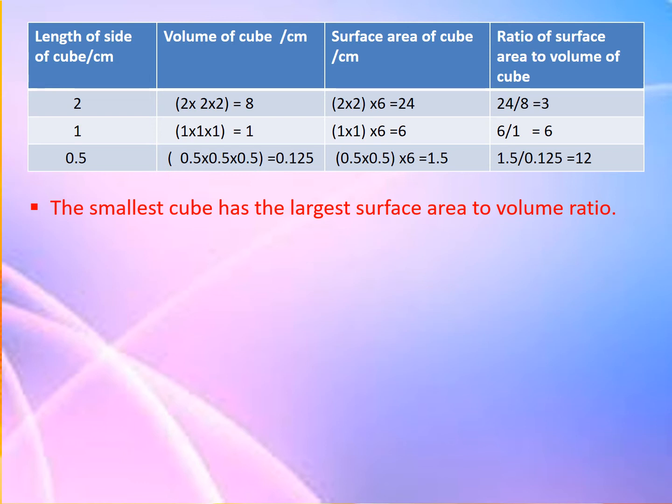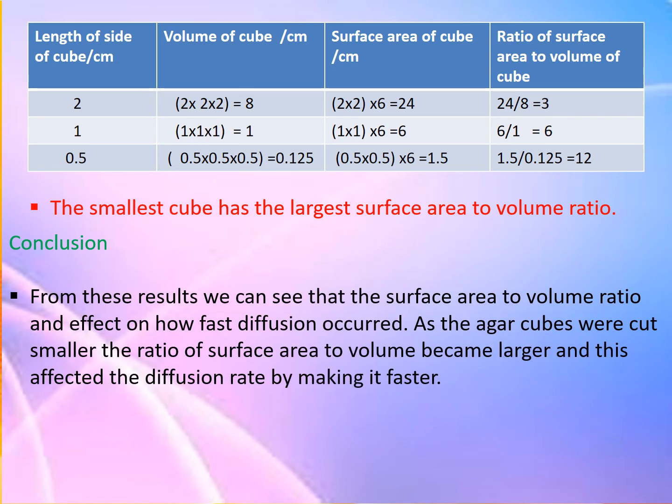The same is true of cells. A small cell has a larger surface area to volume ratio than a large cell. Now what can we conclude from this experiment? Now we will see the conclusion.